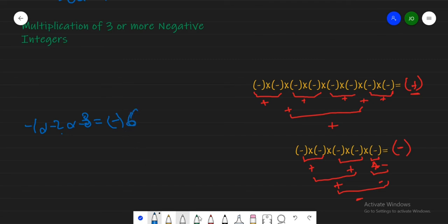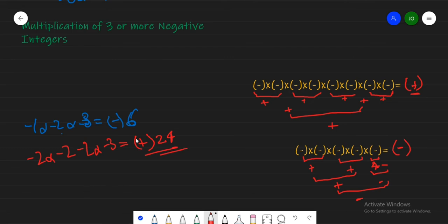Let us take another example. -2 into -2 into -2 into -3. We know that if we multiply a negative integer an even number of times, the result will be positive in nature. And now we will multiply these numbers as whole numbers. 2 into 2 becomes 4, 4 into 2 becomes 8, and 8 into 3 becomes 24. The answer is plus 24.